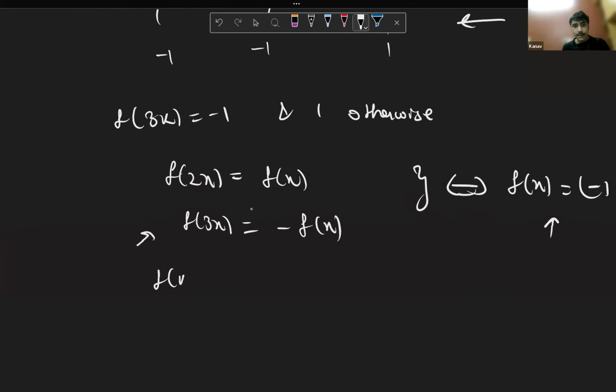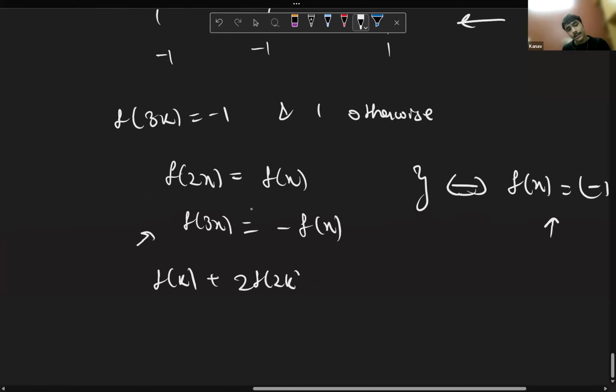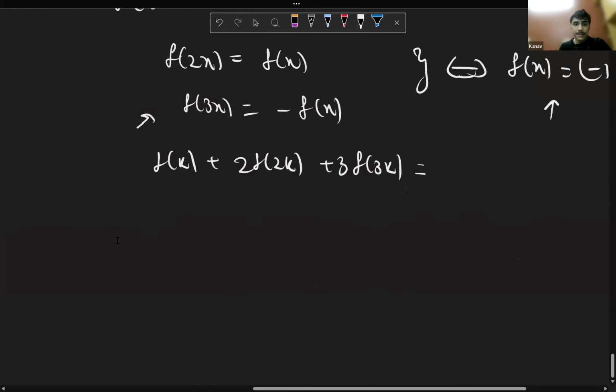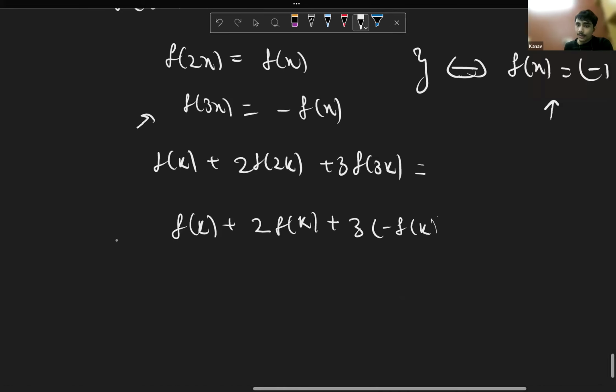If I write f of k plus twice f of 2k plus thrice f of 3k, I can simply break this with the rules that I gave f. It is f of k plus twice f of k, my bad, plus 3 times minus f of k. Now, irrespective of the value of f of k, I just get 0. So f of k just doesn't matter. Magically, I gave some very weird rules to f, and it just did my job. Does that make sense?